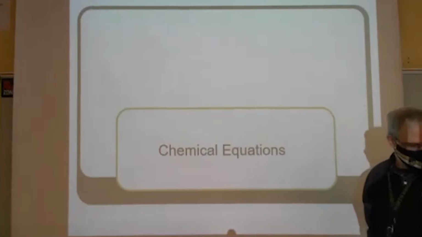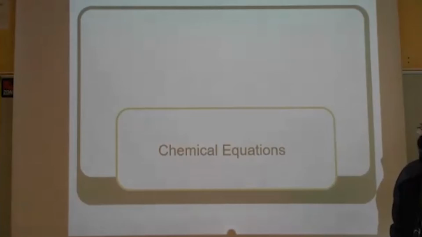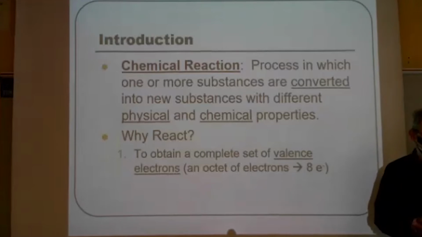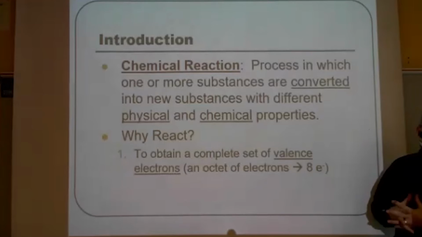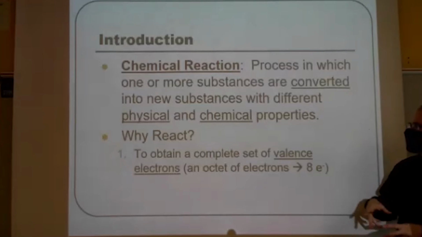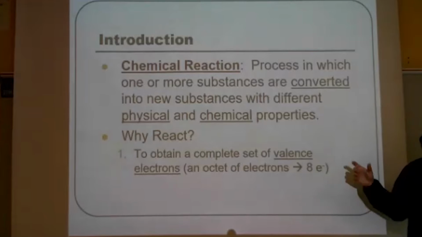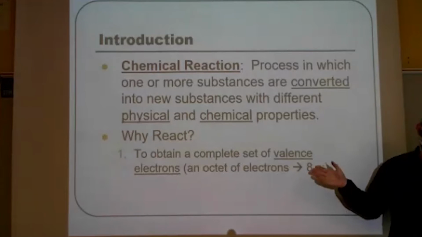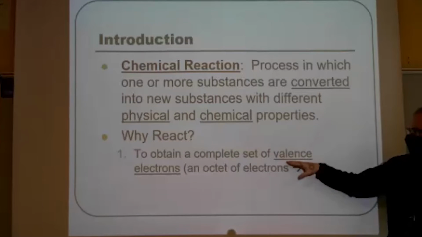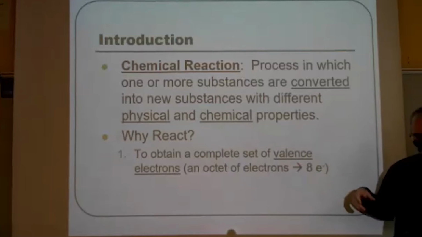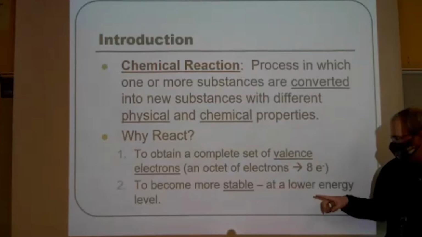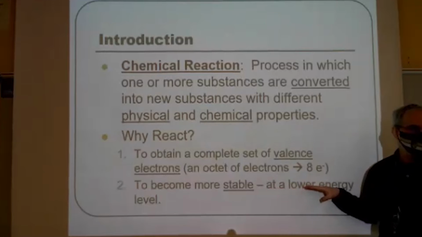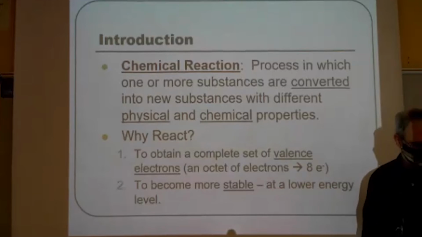All right, so we're going to go through this today with some review on chemical reactions, the process by which one or more substances is turned into different ones with different physical and chemical properties. And the reasons that things react is to fill up their valence electrons if necessary, or secondarily, to become more stable, meaning they have a lower potential energy level.